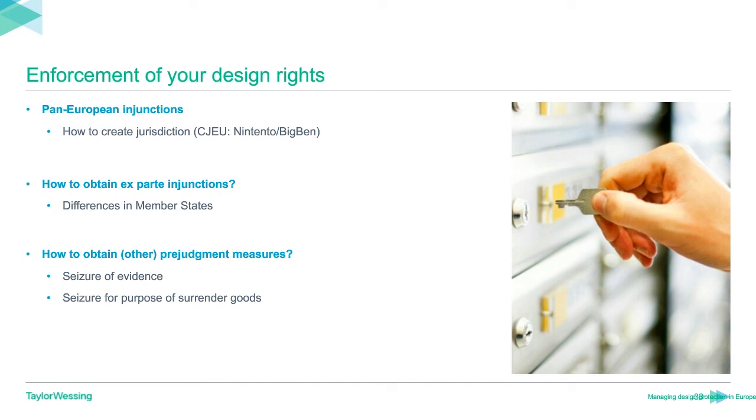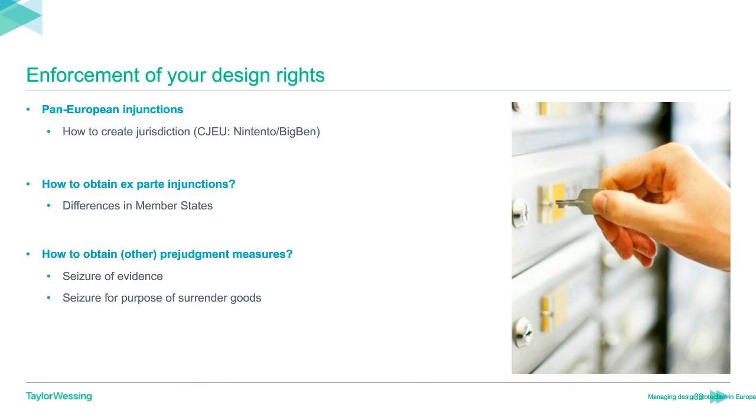Other pre-judgment measures, such as seizure of infringing products or evidence, are easier to obtain in the Netherlands, especially if the measure is not too burdensome on the infringer, for example, if only samples of infringing products are seized or only copies of certain documents are seized by a bailiff.